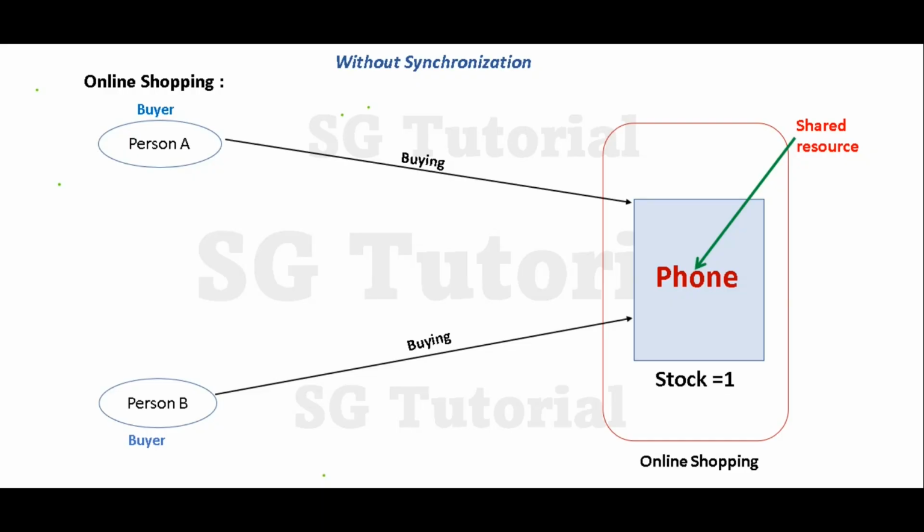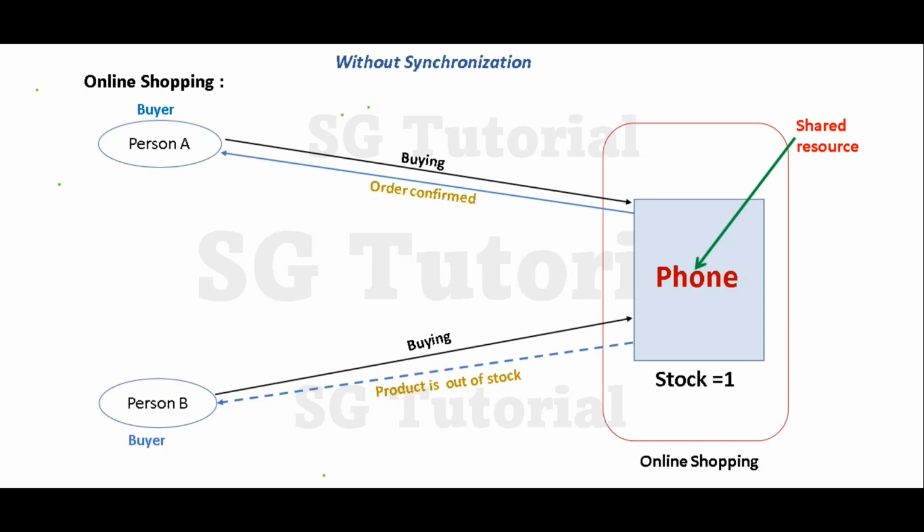So can both people buy that one phone? No. If this happens, the result will be wrong, because only one person can buy that one phone, and the other person should be notified that the product is out of stock or unavailable. That means either person A can buy that phone or person B. Both people cannot buy that one phone. And if this happens, then the result will be wrong, right?